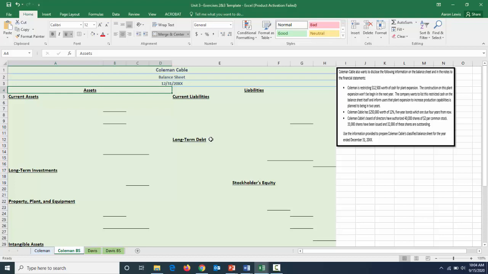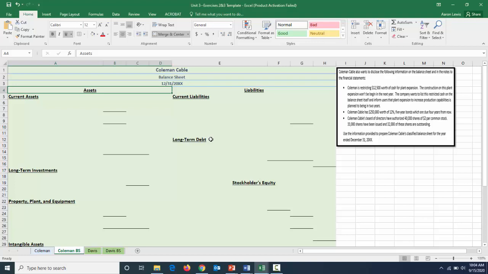So on the right hand side, we have a few points that people at Coleman Cable want us to disclose on the balance sheet. The first is the company is restricting $12,500 worth of cash for plant expansion that will not begin this year. The next is that Coleman Cable has $250,000 worth of 12% 5-year bonds, which are due 4 years from now.